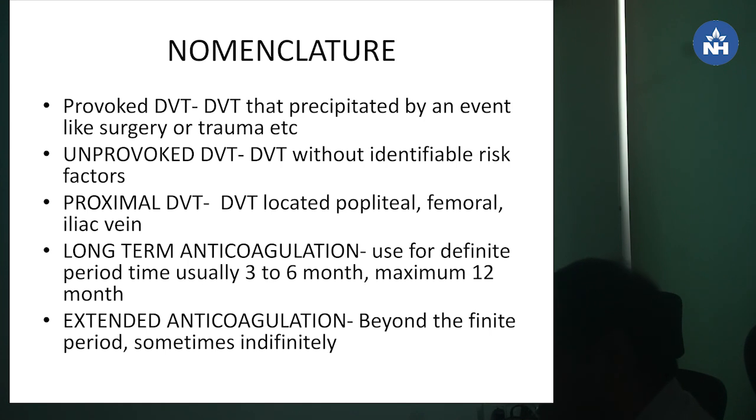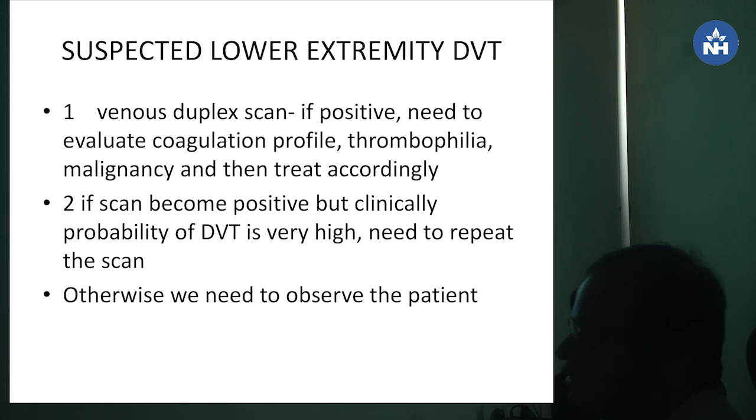Now a few nomenclatures. Provoked DVT is DVT that is precipitated by an event like surgery, trauma or drugs. Unprovoked DVT is DVT without an identifiable risk factor. Proximal DVT is DVT located in the popliteal, femoral or iliac vein. Long-term anticoagulation means use for a definite period, usually 3 to 6 months, maximum 12 months. Extended anticoagulation is beyond the definite period, sometimes indefinitely.